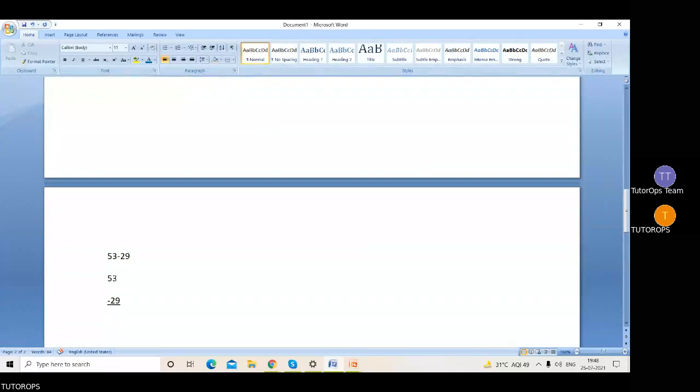So what do we need to do then? We reduce the first digit of the result by 1. 5 minus 2 is 3, and we need to reduce it by 1, so it will be 3 minus 1, that is 2.